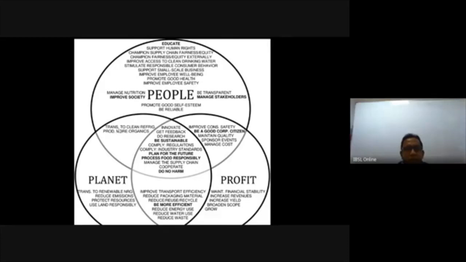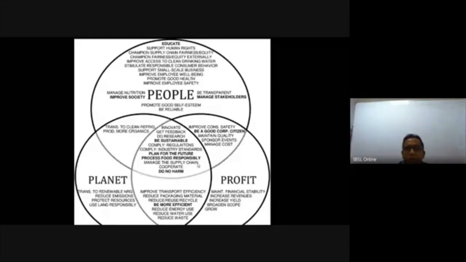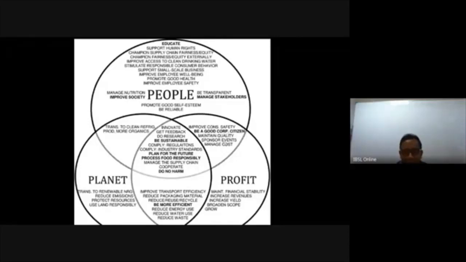also a few things like clean, innovate, get feedback, do research, be responsible, comply with regulations, comply with industry standards, plan for the future, process food responsibly, manage the supply chain, cooperate, do no harm, improve safety, be a good corporate citizen, maintain quality, sponsor events, manage cost. The things that you will do with regard to the planet: renewable energy, reduce emissions, protect resources, use land responsibly, improve transport efficiency, reduce packaging material. And for profit, that part you know: maintain financial stability, increase revenue.